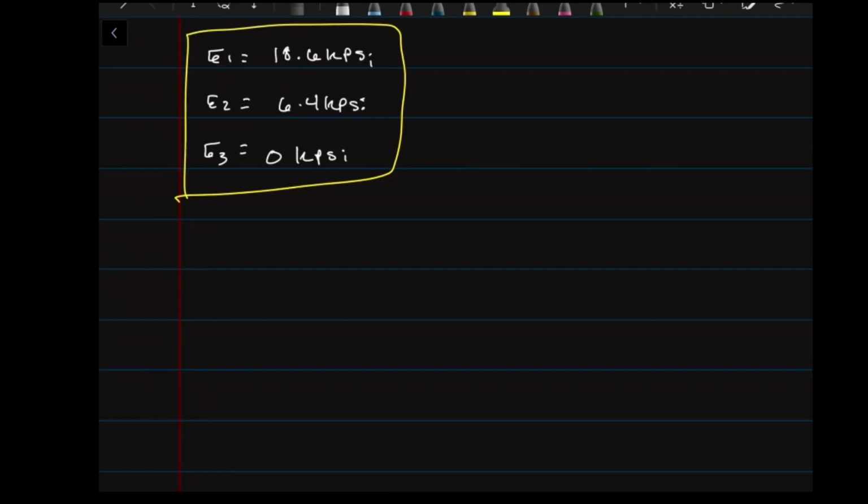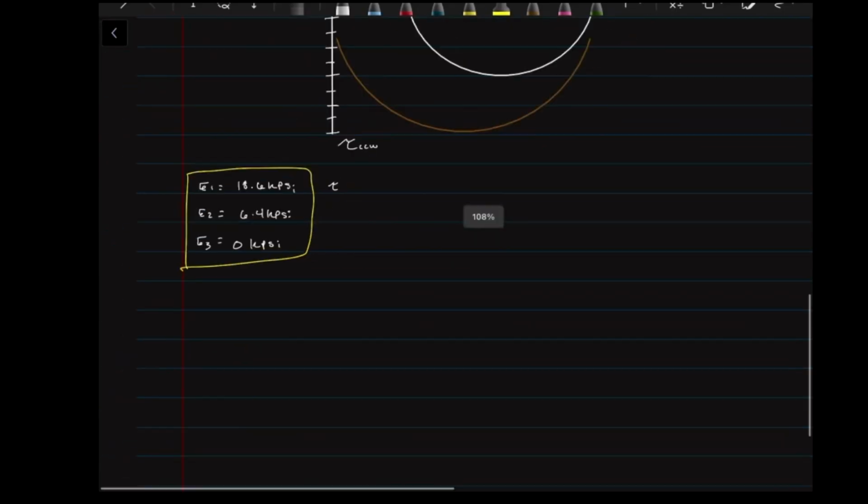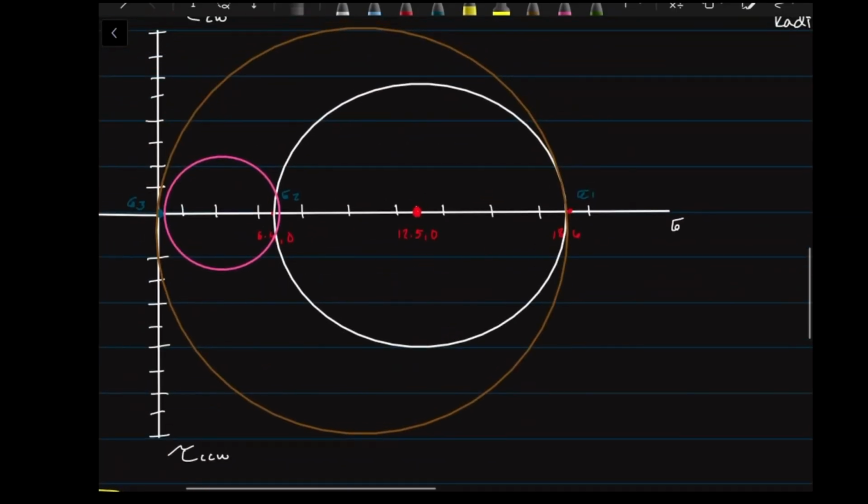Easy. Alright, now it said, hey, let's calculate the tau values that we need. I said, very easy. I can do that. So we're going to calculate 3 tau values. And here's where they come from. They are the radiuses of every circle on our Mohr circle.